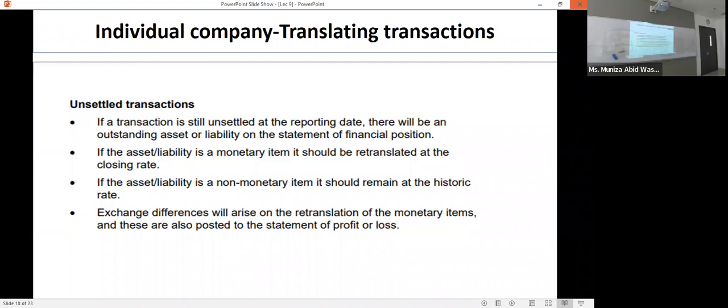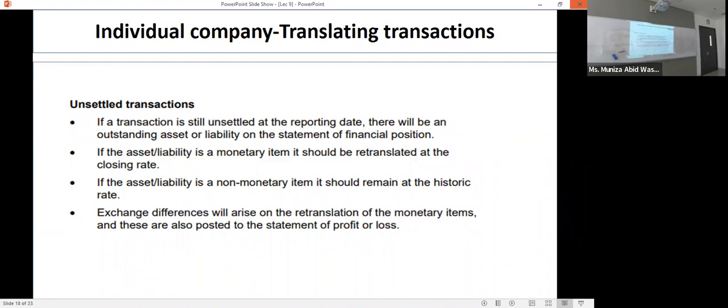So, now one more thing you have to consider. If the item for which the transaction has been made is a monetary item, a receivable or a payable or a loan, which can be readily converted into cash, then it should be translated using the closing rate. The rate at the reporting date, it has to be retranslated. But if it's a non-monetary item, then it should remain at the historic rate.